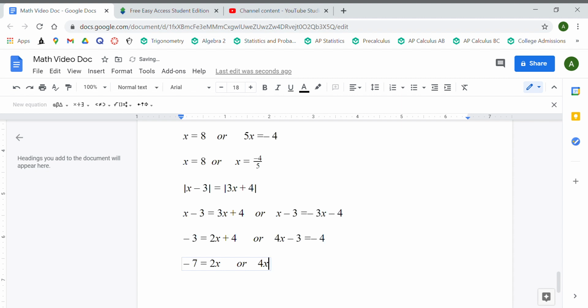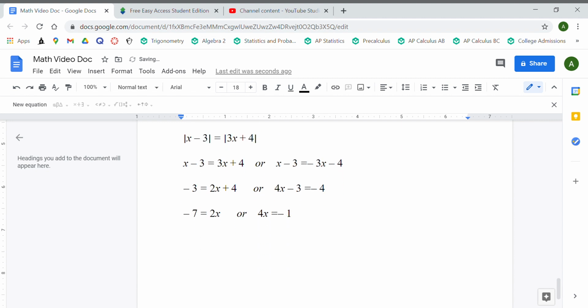And then add 3 to both sides here. Then we're going to get our final answers. x equals negative 7 over 2 here. Or x equals negative 1 over 4. Alright, so as you can see, absolute value equations can have two solutions.